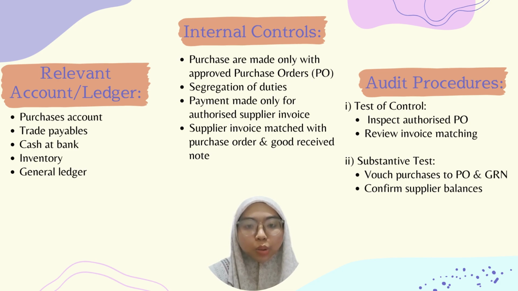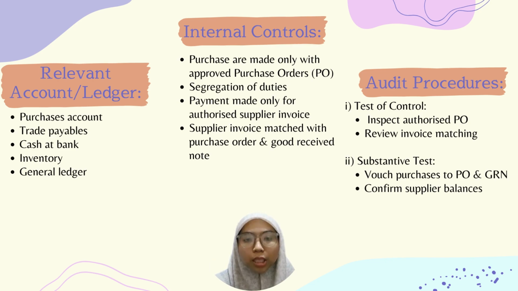For internal control, purchases are only made with an approved purchase order, we call PO. And then segregation of duty. Segregation of duty has 4 items, which are ordering, receiving, recording, and payment. The third one is payment made only for authorized supplier invoice. And the last one, supplier invoice matched with purchase order and goods received note, or we call GRN.